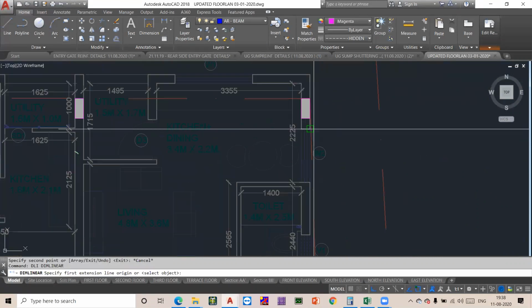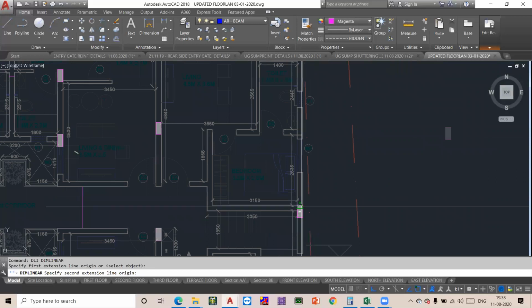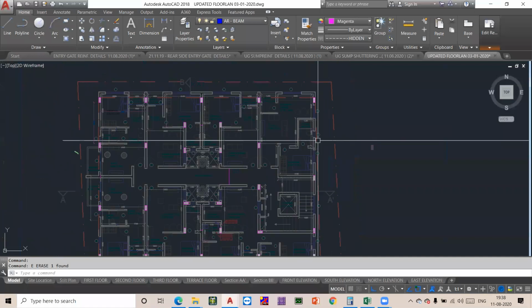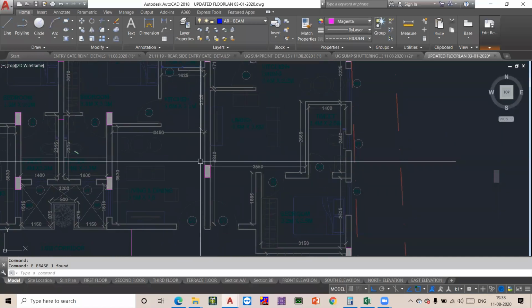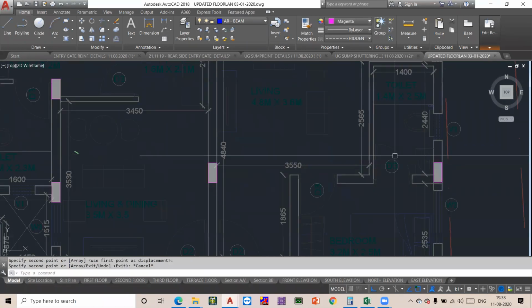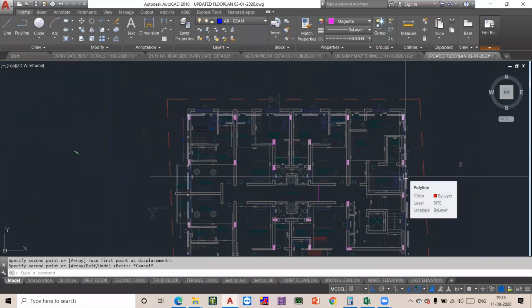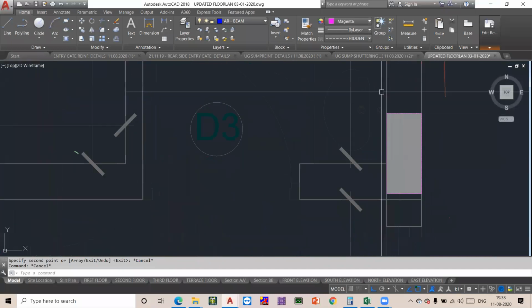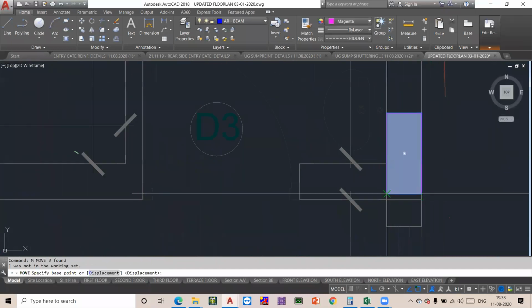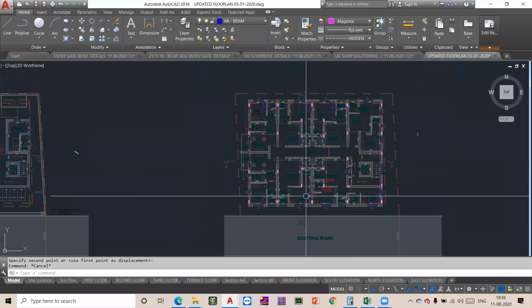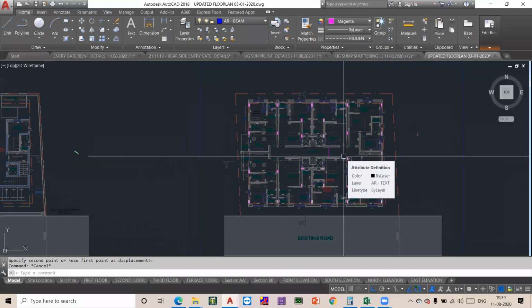This dimension is around 6.7 meters. Slightly, it is exceeding the usual limit. Hence we are adding one more column in between, and this shall be considered in such a way that it is flush with this wall. So with this, we have defined the required number of columns for supporting your beams.